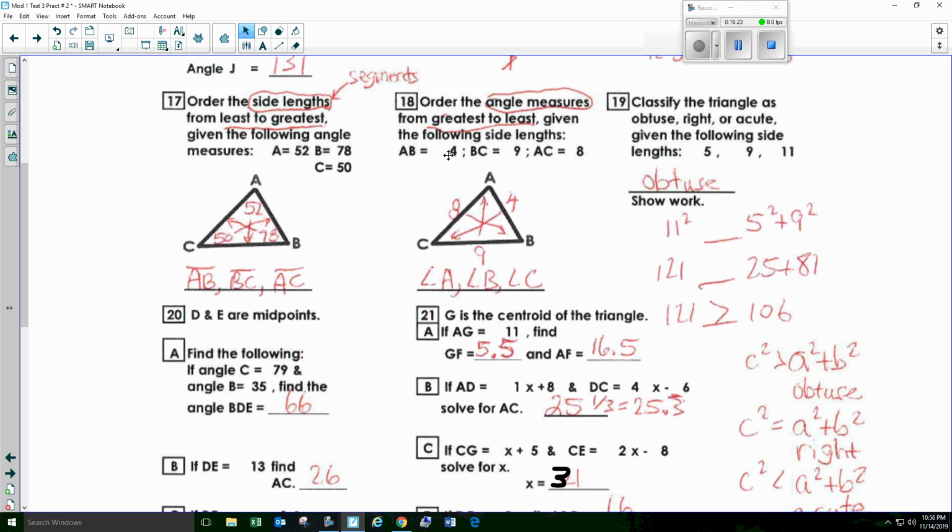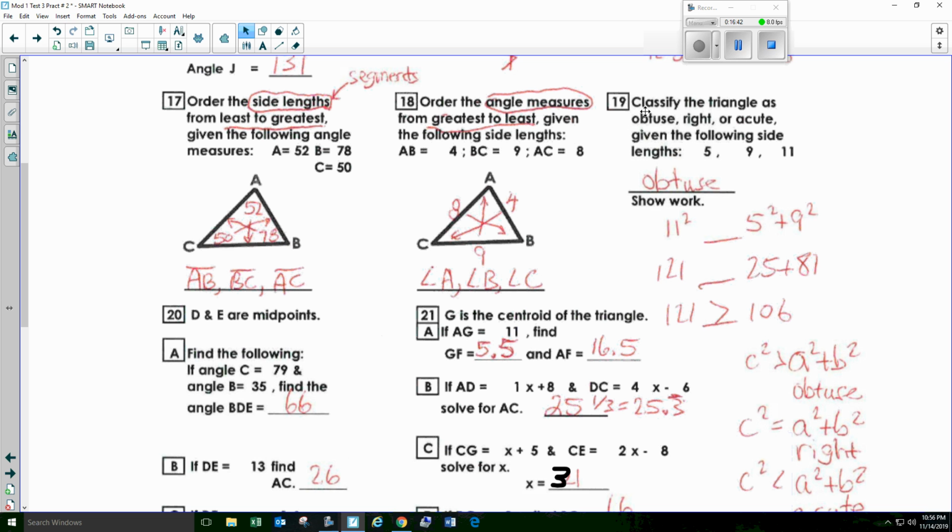Same with this one. I put in the lengths here. And those lengths are associated with this opposite angle. So therefore, it wanted greatest to least. What's the greatest number of these three? 9 is. So that means angle A is greatest. 8 is the second greatest, B. And C is the smallest. Again, should be 3 points.